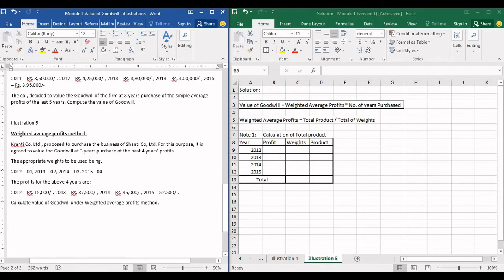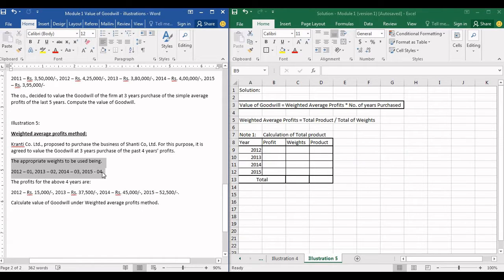The profits for the above 4 years are 15,000, 37,500, 45,000 and 52,500. Now if you see, these are in ascending order. Right? They are increasing year after the other. When they are in ascending order, you can blindly use weighted average method until and unless the question says that you are supposed to use simple average profits method.